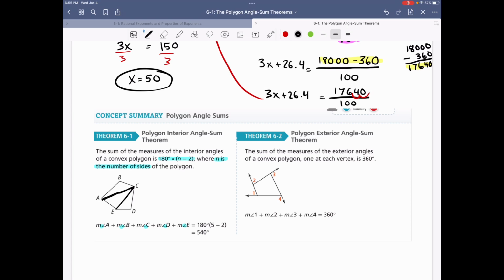Theorem 6.2, polygon exterior angle sum: the sum of the measures of the exterior angles. Exterior is the outside, right? And this could be important in construction. Of a convex polygon, one at each vertex, is 360 degrees. So no matter what you are adding together, it's always going to equal 360 degrees for exterior angles. And that concludes our notes for section 6-1.